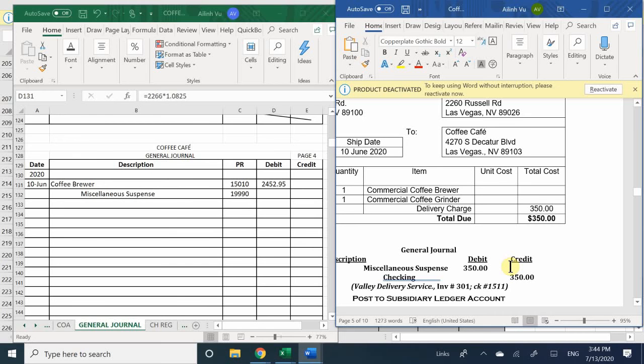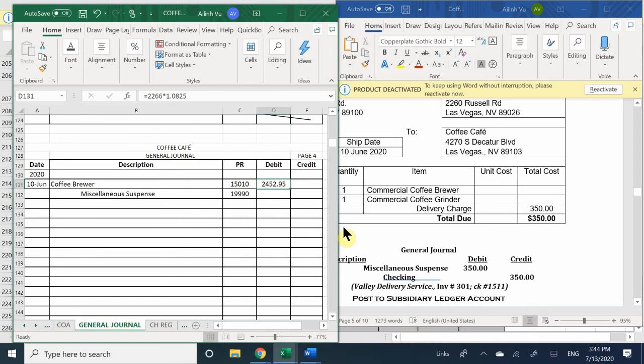So what is 350 divided by 2? 175. So instead of this number here being 2452.95, we're going to add another $175 to it. So my grand total I need to take out is $2627.95.